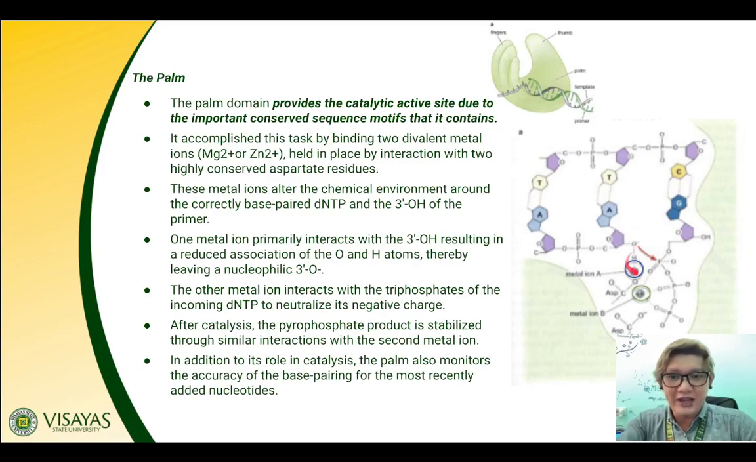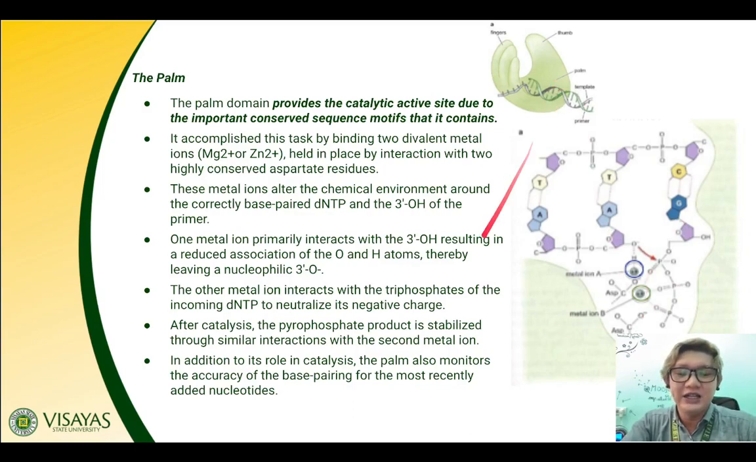The other metal ion interacts with the triphosphates of the incoming nucleotide to neutralize the negative charge of the phosphate group. After catalysis, the pyrophosphate product is stabilized through a similar interaction with the second metal ion. Okay? In addition to its role in catalysis, the palm also monitors the accuracy of the base pairing for the most recently added nucleotide.